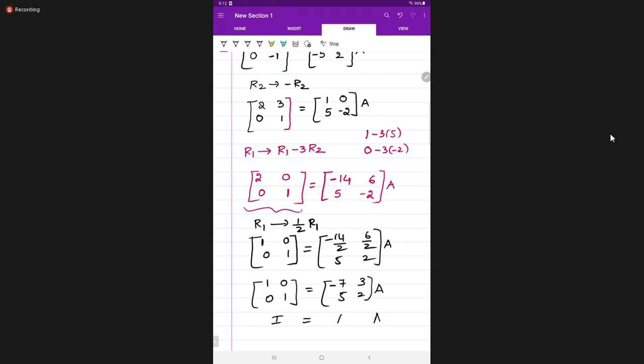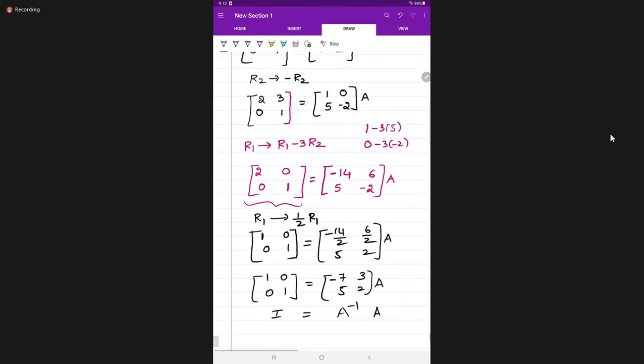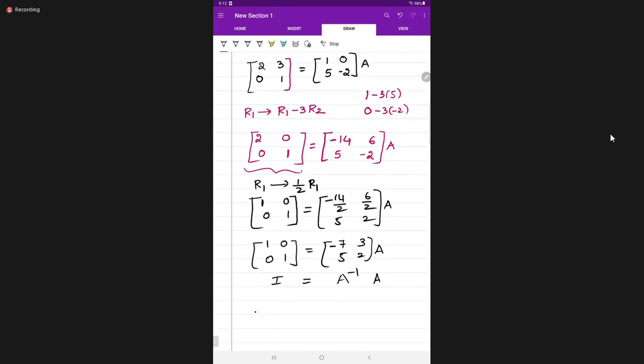This is identity matrix I. This is capital A. This is taken as A inverse. Then only you can get identity matrix. So therefore A inverse is equal to: minus 7, 3, 5 by 2, minus 2. Any doubt here?